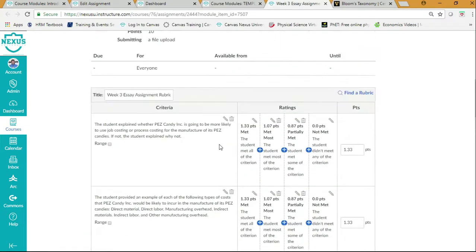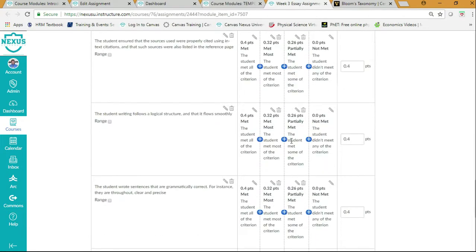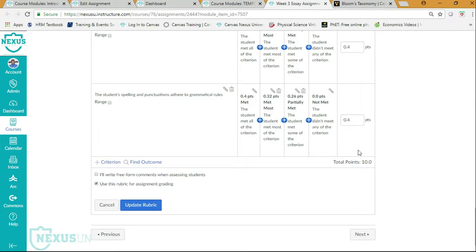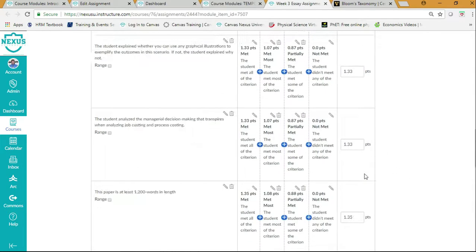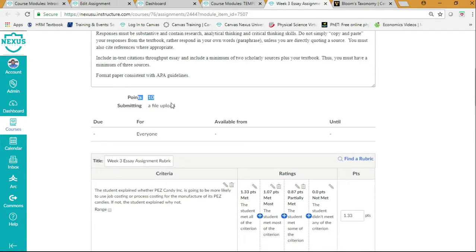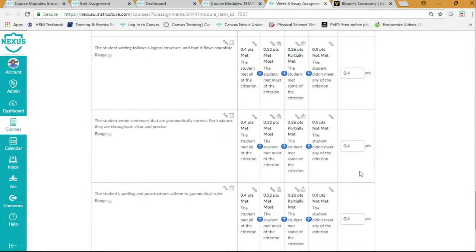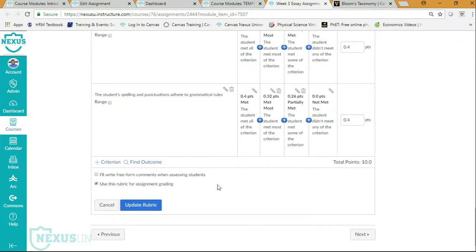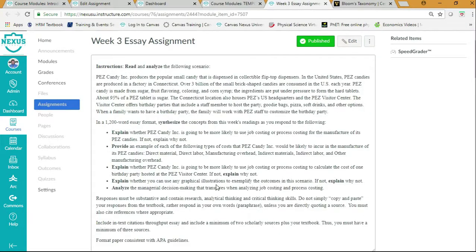Make sure that everything is standardized, the ratings are standardized, that way there is no confusion. Make sure the total points for each assignment is the same. Here, this assignment is worth 10 points, so the total points here is 10 points. And that's what I'm looking for in rubrics.